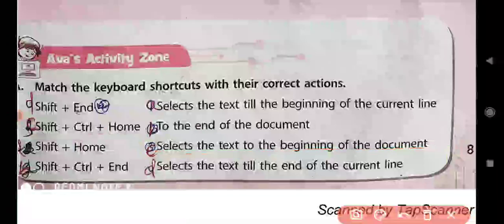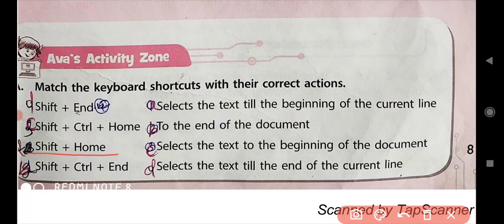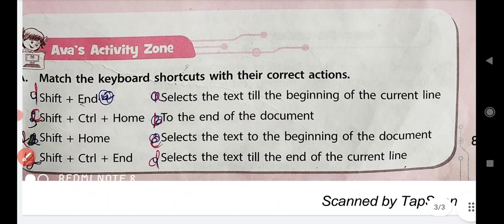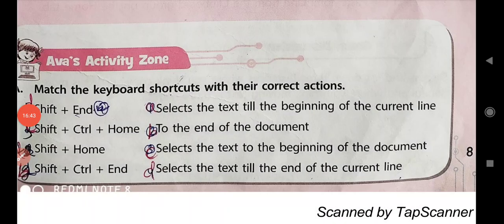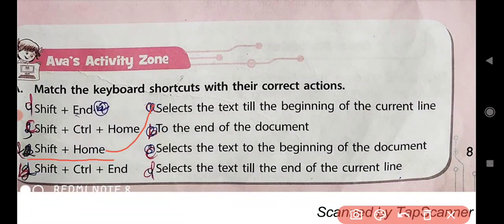Then third one, shift plus home. So shift plus home should select the text till the beginning of the current line.